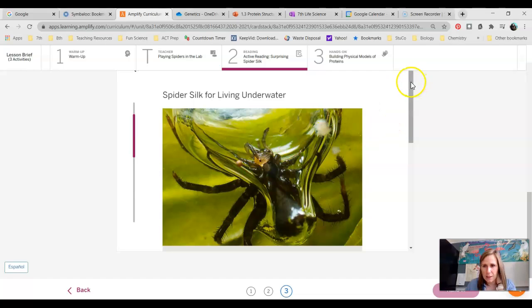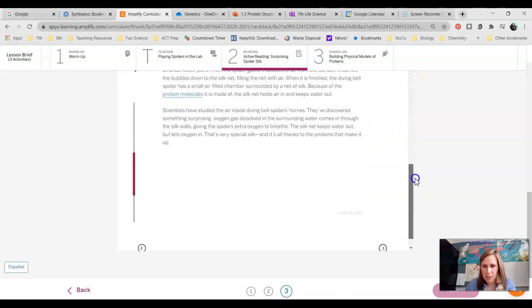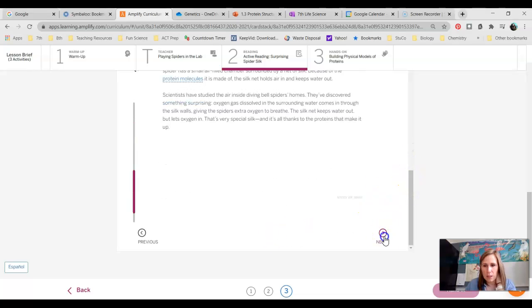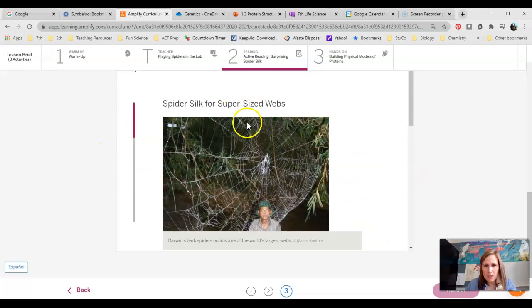So that's pretty cool to see that spiders have crazy adaptations like that. So you can read that one, or finally you can read about spider silk for supersized webs. So we're talking webs that basically could stretch across a huge river bank. This one's specific to Darwin bark spiders that you're going to be learning about in this unit. So choose one of those 4 articles.